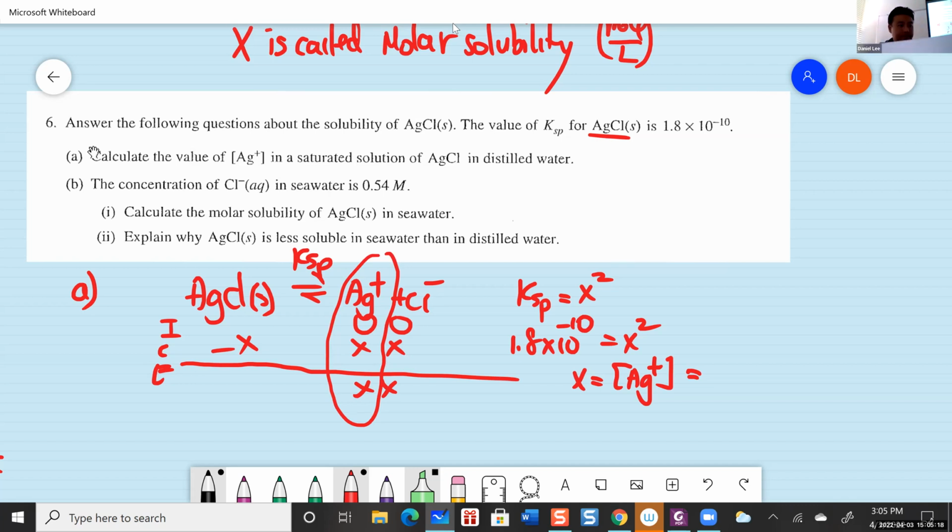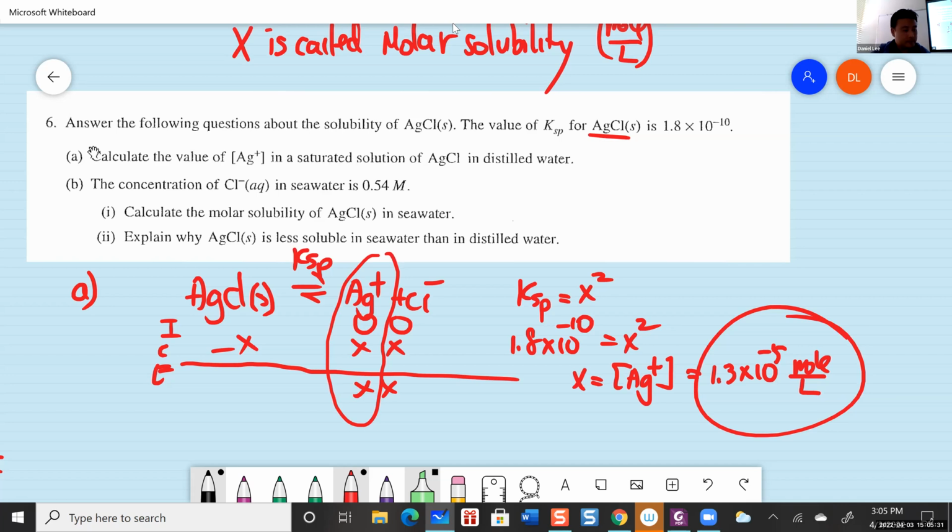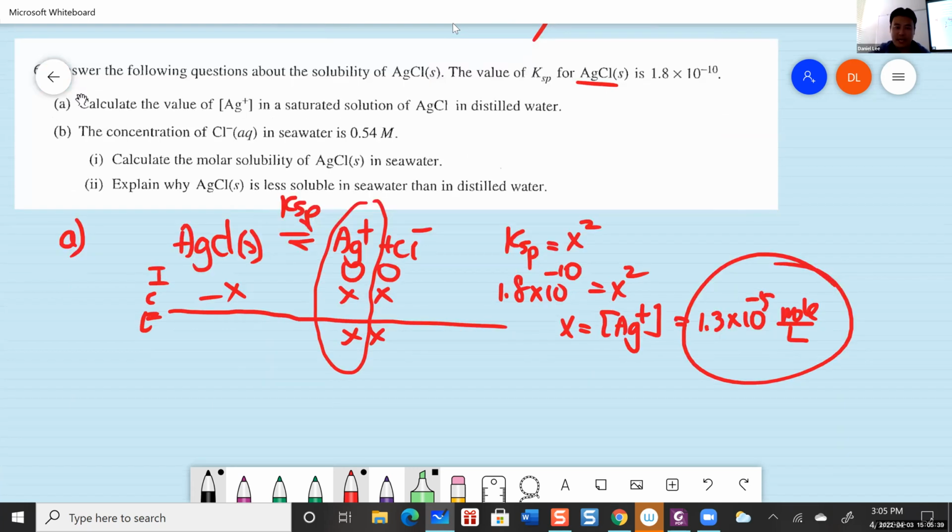Okay, what do we get here? We got 1.3 10 to the negative 5. And this should be 2 sig. The unit is moles per liter or molarity. That's it. Actually, there's 2 points right here. Okay, all right, 2 points. So 1 point for the answer, 1 point for setup.